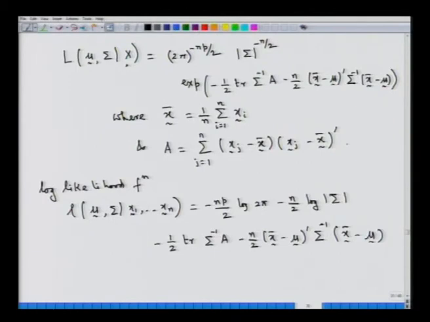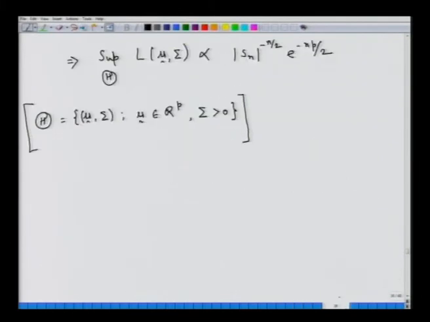You plug in mu hat equal to x bar. So, this term would be equal to 0. Plugging in mu hat equal to x bar, this will be a null vector multiplied by whatever sigma hat you plug in, and this A is this matrix which is n times Sn. So, we will have in place of sigma inverse, n times Sn inverse being plugged in, and what we are going to get is the expression that I had written here. So, supremum over theta of L(mu, sigma) is going to be proportional to determinant of Sn to the power minus n by 2 e to the power minus np by 2.